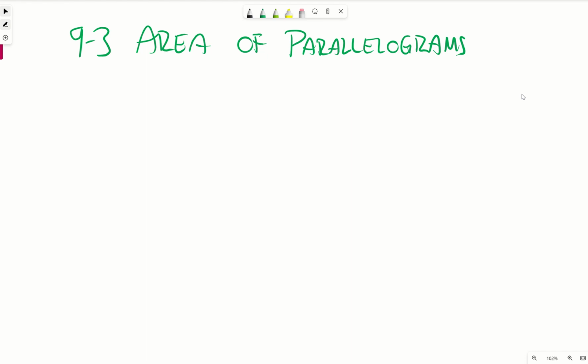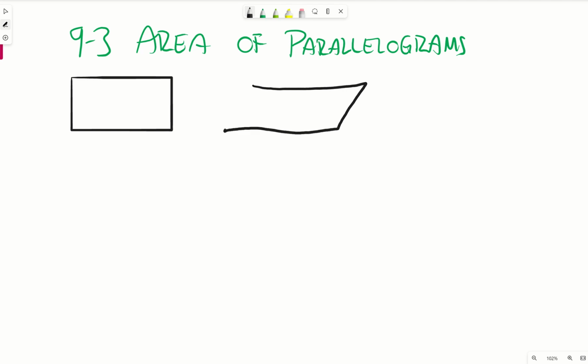Now remember, as we were all aware, a parallelogram is any shape that has two parallel sides. The most common ones we're going to see and deal with today are things like rectangles and parallelograms. Okay, so we're going to be seeing these two shapes, figuring out area.